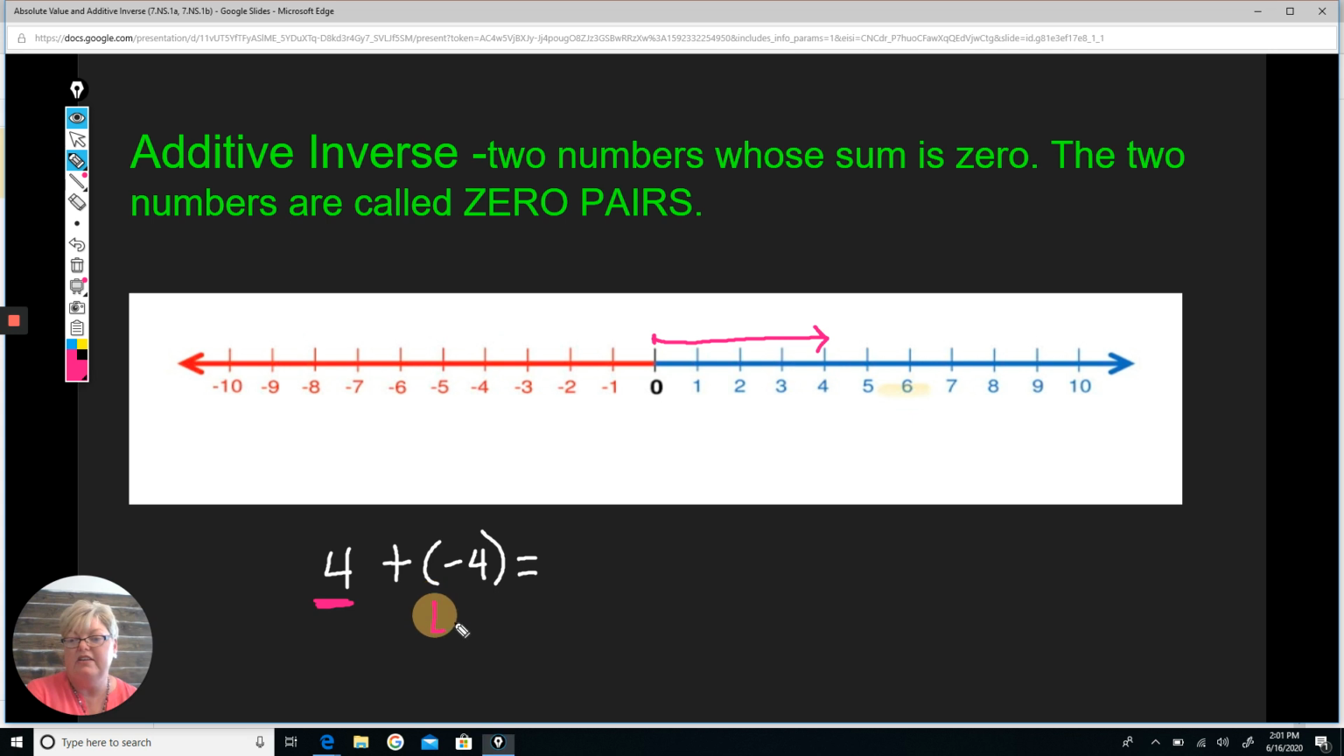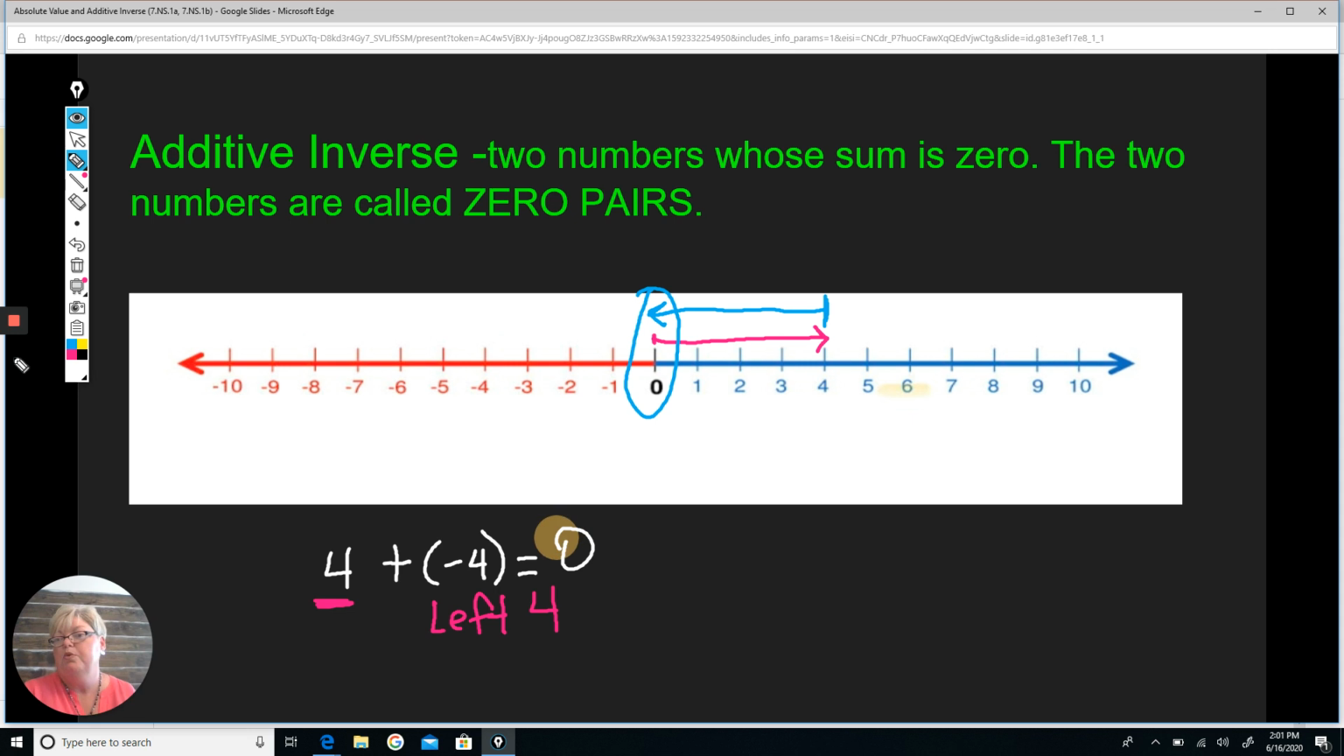That negative tells me to go left, and it says go left 4 times. So I'm going to start here at 4, and I'm going to count back 4. And look where that ends up. It ends up at 0. So 4 plus -4 is 0, and I'm sure you already noticed that 4 and -4 are opposite numbers, and they are called zero pairs.